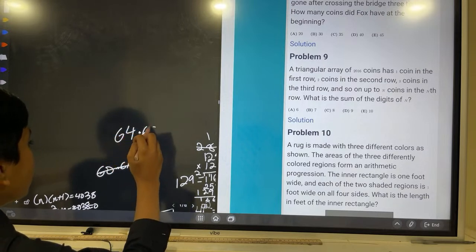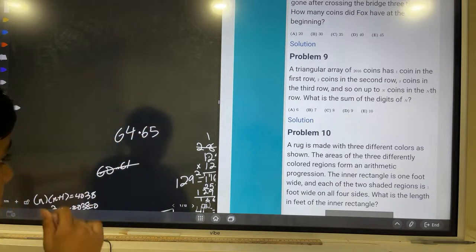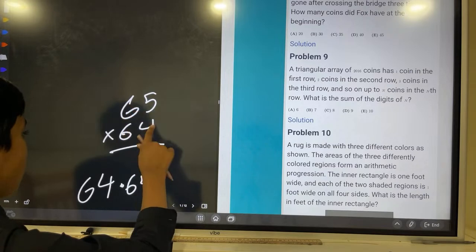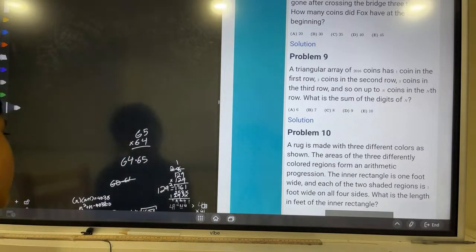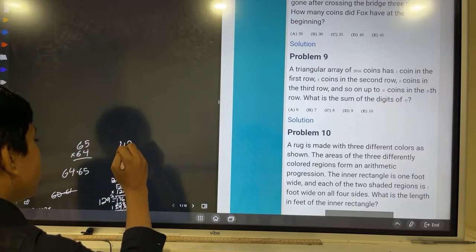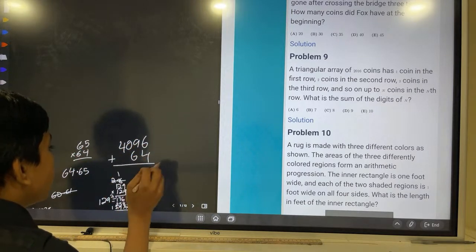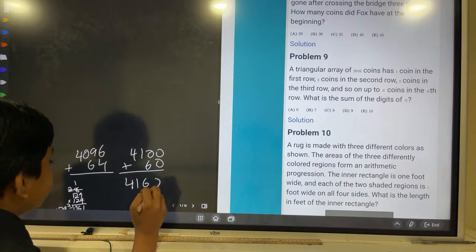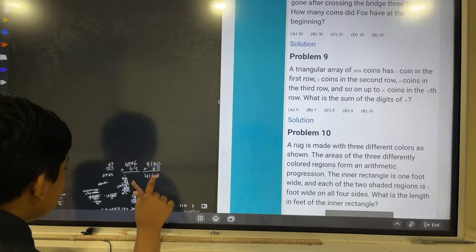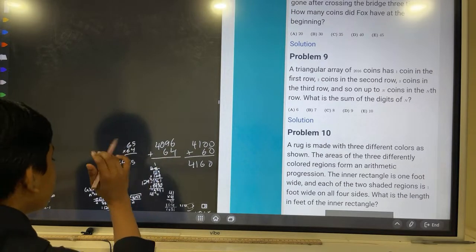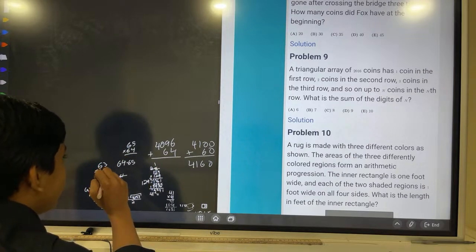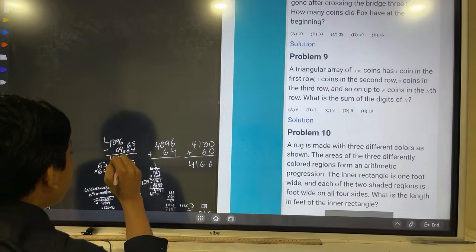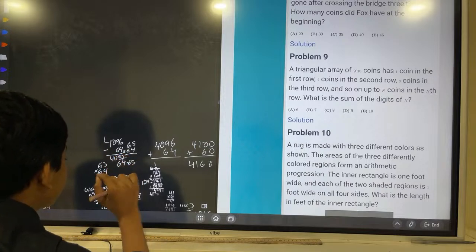64 times 65, I'll say. The 64 times 64 is 4096. So 4096 plus another 64 is 4100 plus 60, which is 4160. Which does surpass our limit. So 63 times 64 it is, which is 4096 minus 64 to land us in the realm of 4032, just under our limit.